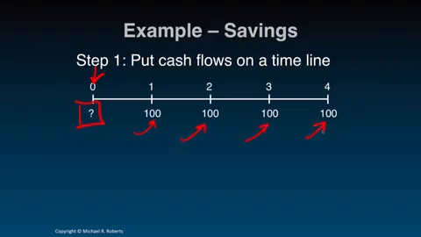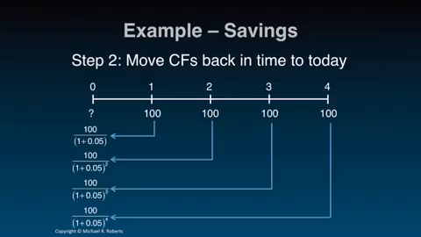Well, the naive thing to do would be to just add these and say $400. But we know that's wrong because that's a no-no. These dollar amounts have different time units. We can't add them. What we need to do is move them back in time to today by discounting. Since we've assumed a 5% discount rate, or a 5% rate of return on our investment, that's our r. And you'll notice I'm dividing each one by the discount factor raised to the appropriate power.